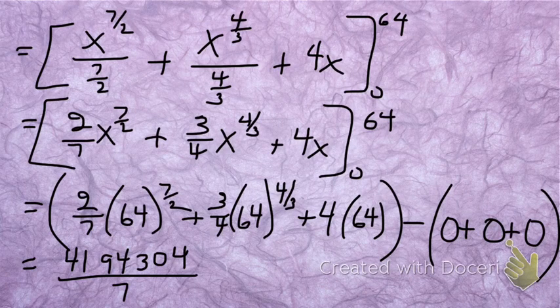4,194,304 sevenths. Okay, as for 64 to the 4/3 power, the cube root of 64 is 4. 4 to the 4th is something. 256 times 3 gives us 768 divided by 4. Okay, it's 192. And then 4 times 64, 256.